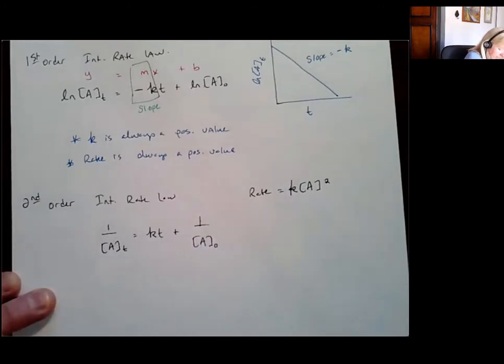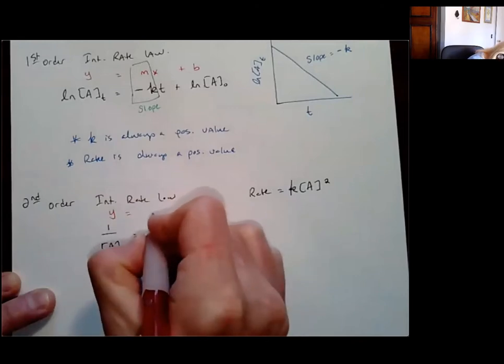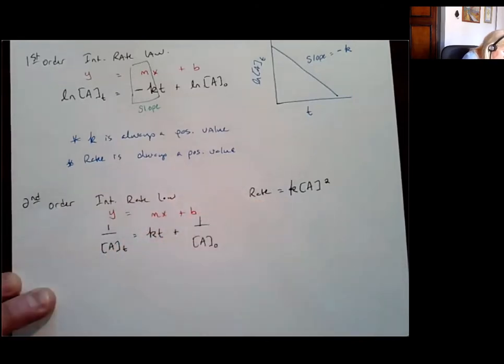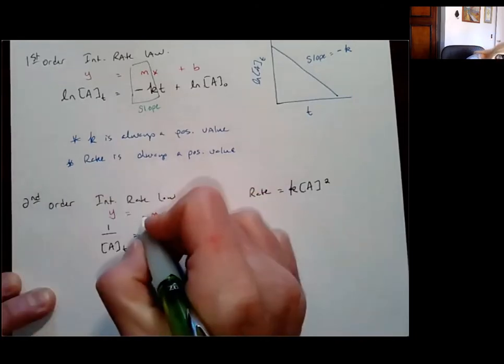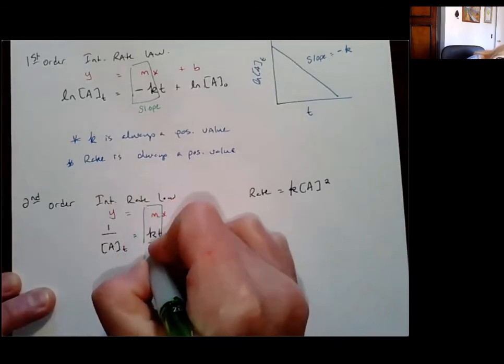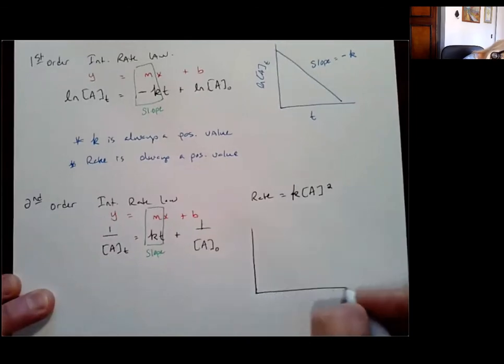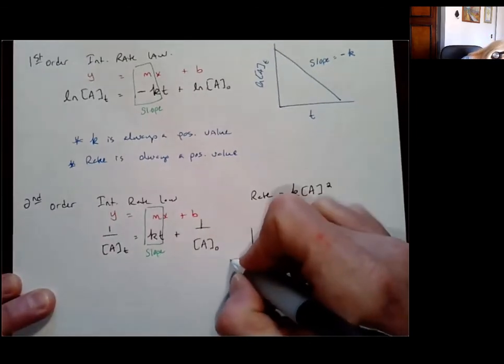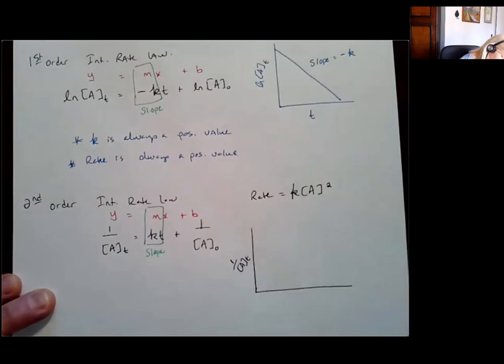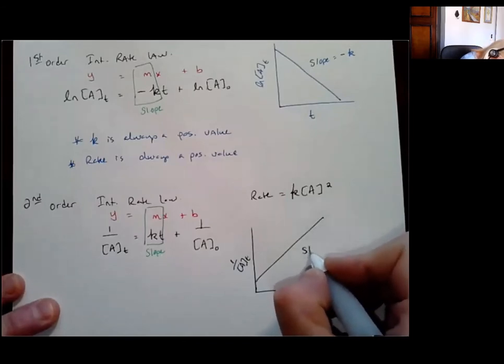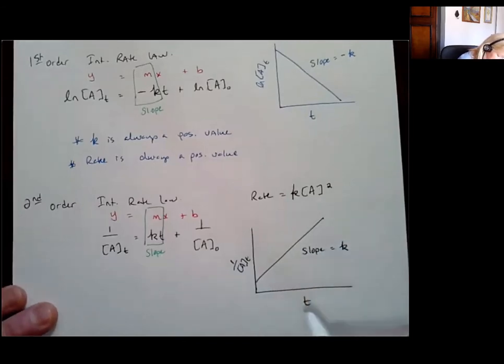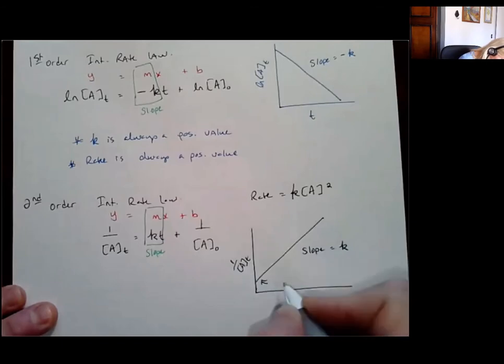I still have this y equals mx plus b, but now my slope is positive. So when I graph this, I should get a positive slope. And you do. The graph looks like this. Now I'm graphing 1 over the concentration of A at time t versus t. And so my slope here is just equal to the rate constant. And then this is my y-intercept, which is 1 over A at time 0.